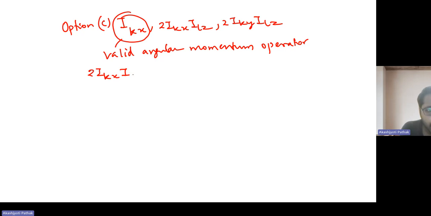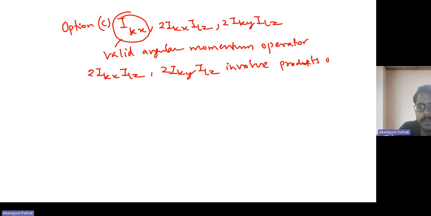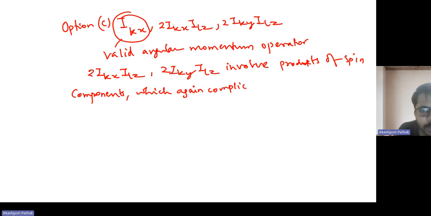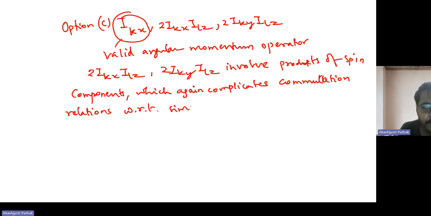And these terms, 2IKX ILZ and 2IKY ILZ, involve products of spin components, which complicates their commutation relations with respect to simple angular momentum operators.